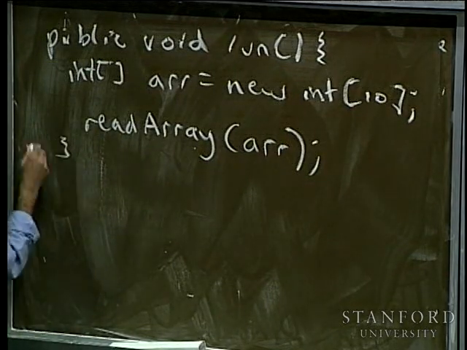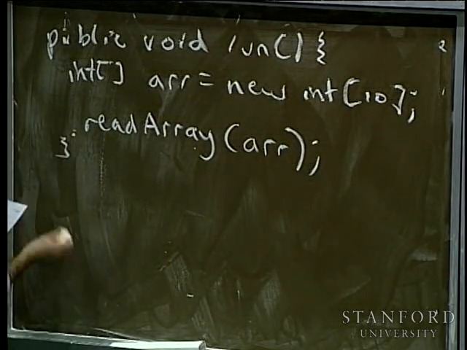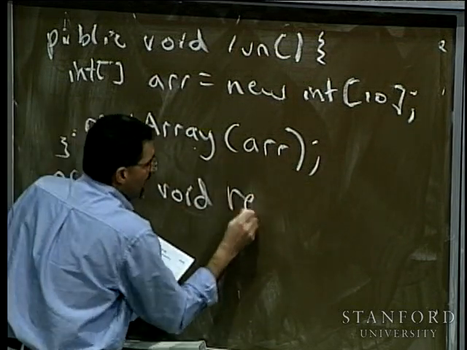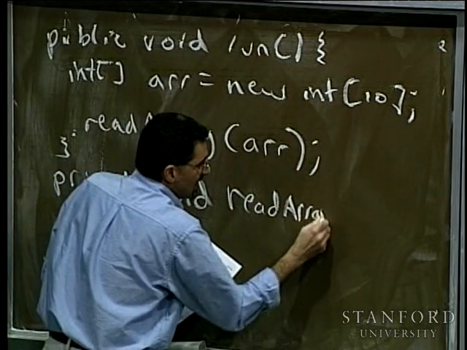So somewhere down here, let's just say that's the end of my run method. Maybe I have some more stuff in here. I have private void readArray. And readArray is going to take in some parameter.